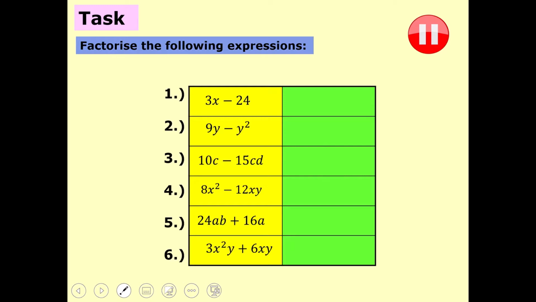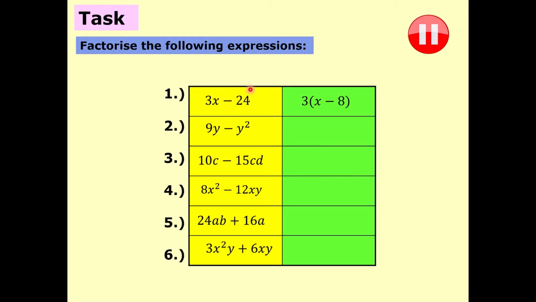Okay, let's go over the answers. Hopefully you've managed to pause the video and give these a go. So first one, 3x subtract 24. We've got a common factor of just numbers here. We don't have any letters in our last term, so we've got a common factor of 3. So we're going to take that outside of the bracket. 3x gives us 3x, and 3 times negative 8 gives us negative 24.